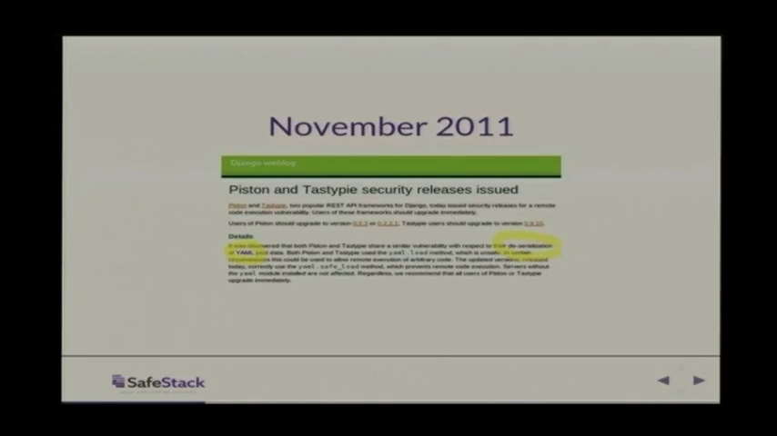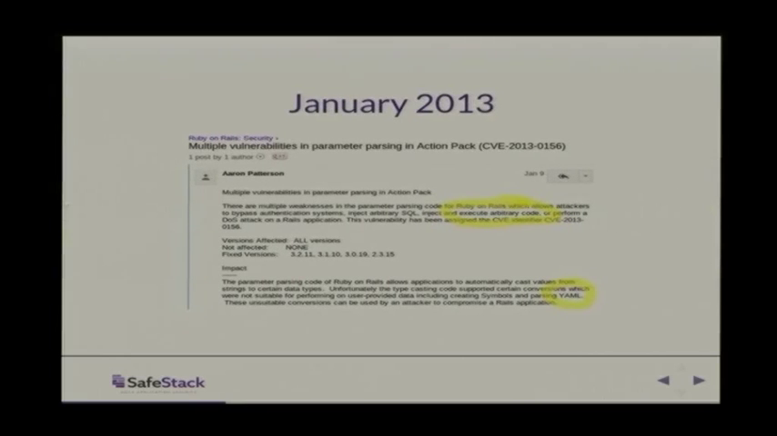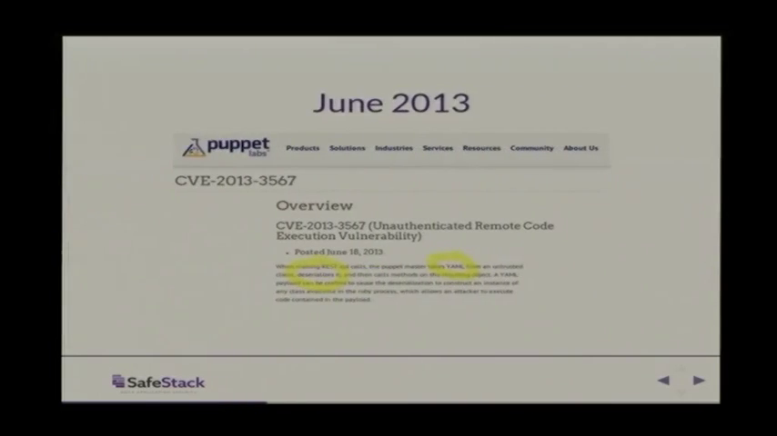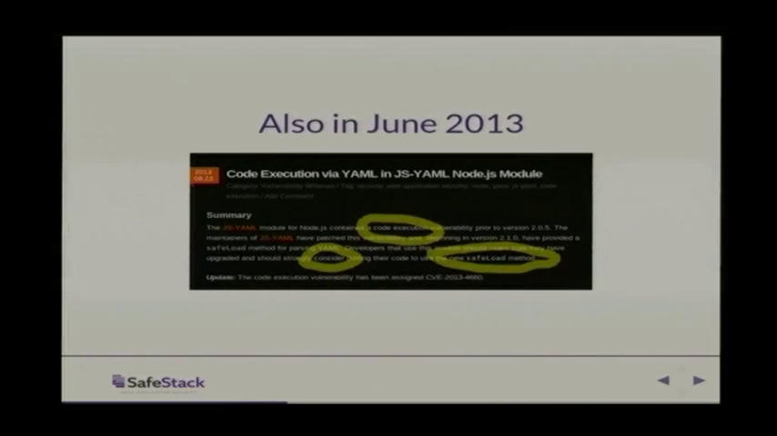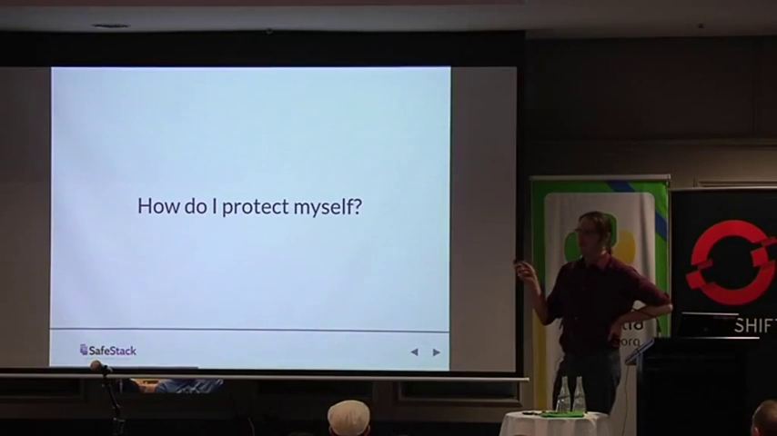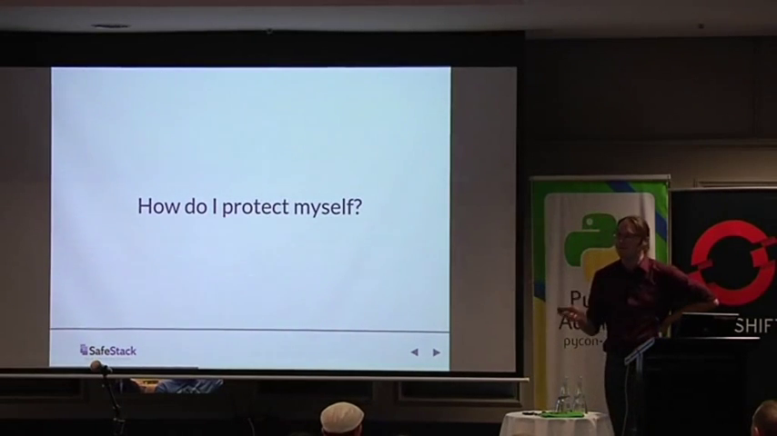Well, it happened to Django twice. It happened to Rails then, and then it happened to Rails again 6 weeks later. It happened to Puppet, and then it happened to Node, and nobody cared. How do you protect yourself from this? This is a feature. This is not a bug. They did this on purpose.